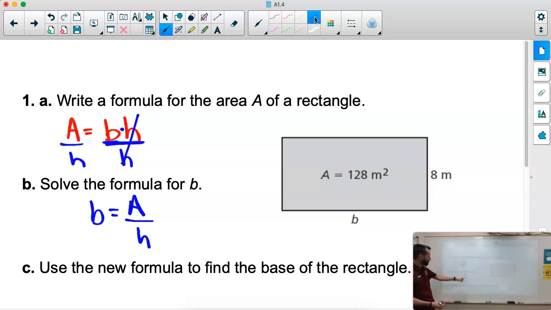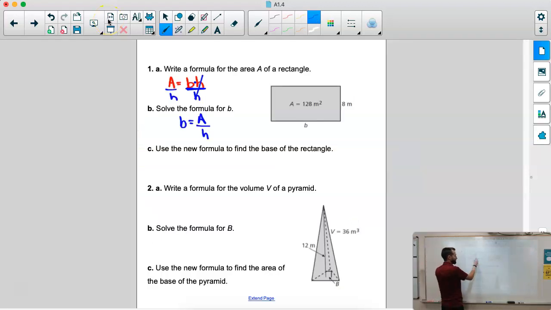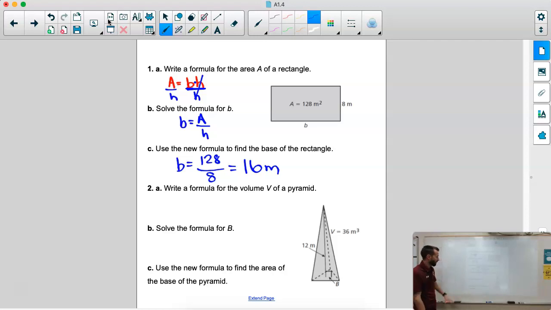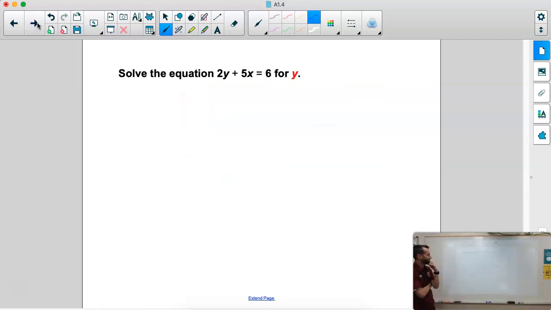Notice on this one, it says use the new formula to find the base. Well, notice how nice this is. If I use this formula, the base equals the area, which they gave me, divided by the height. And if I divide those out, I'm going to get a total of 16, in this case, meters. Okay, and you can do that with things like volume and surface area. We're not going to do this for sake of time.